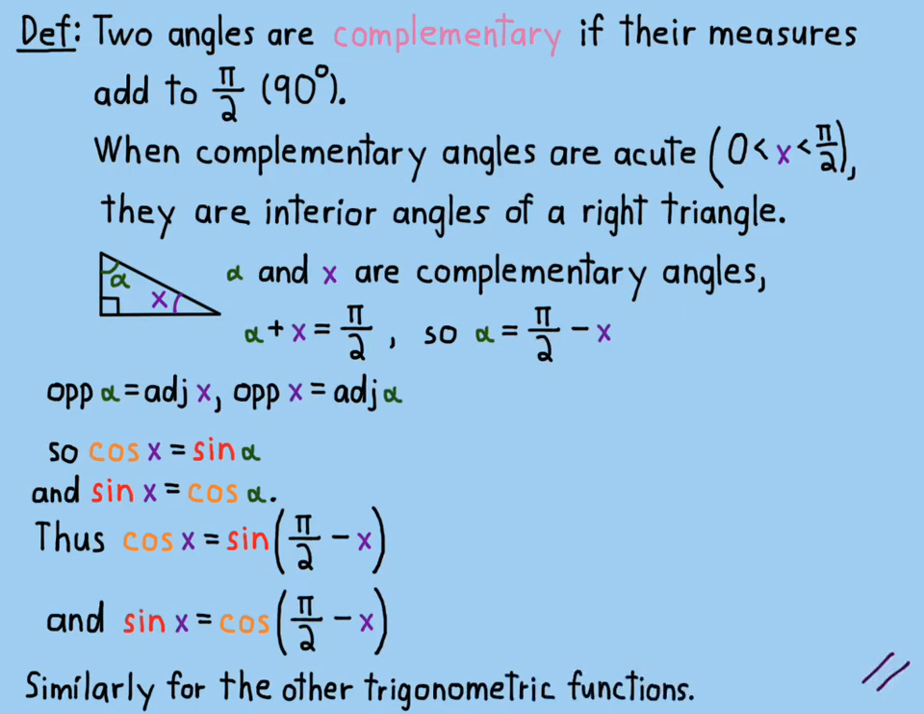So these are identities. They hold for all trig functions. So tangent of x equals, what would it be? Cotangent. Tangent of x equals cotangent of pi over 2 minus x. I should have just written those down.